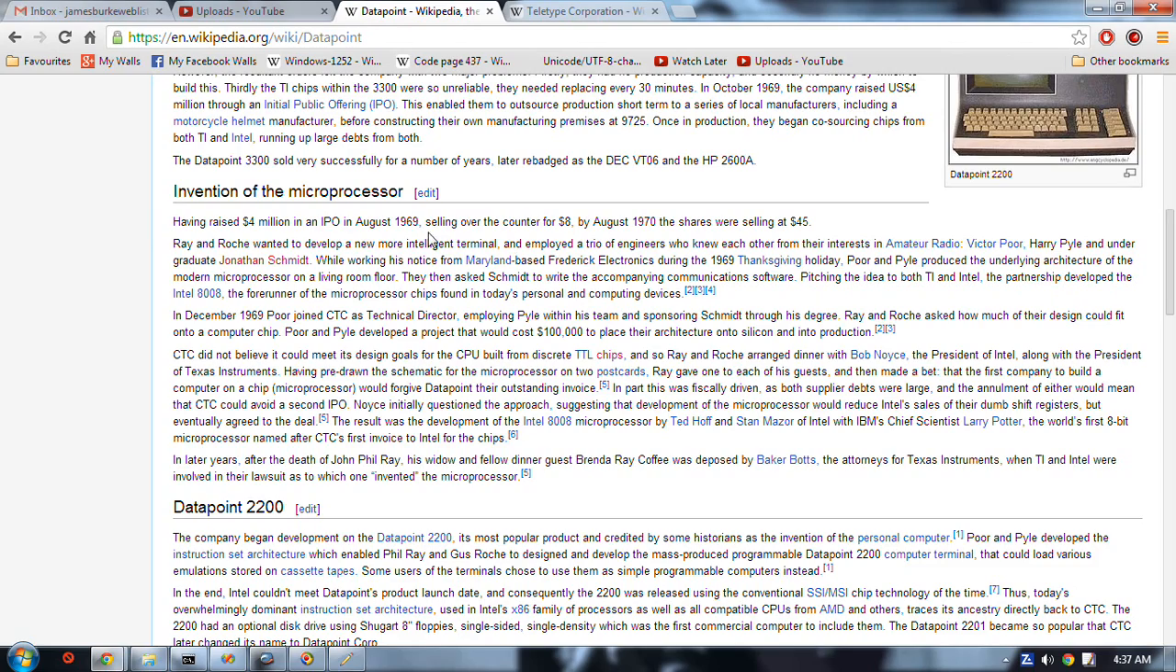But these guys decided to make an intelligent terminal. And they produced the underlying architecture of the modern microprocessor on a living room floor. Now this is where I heard that Schmidt name too. That's probably why I thought he was the same Schmidt as the other. It's not a different Schmidt.